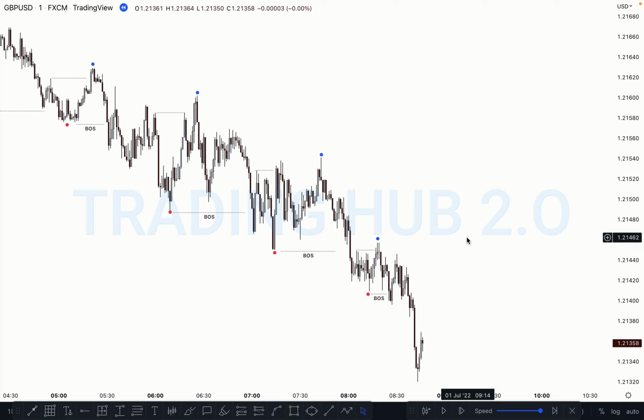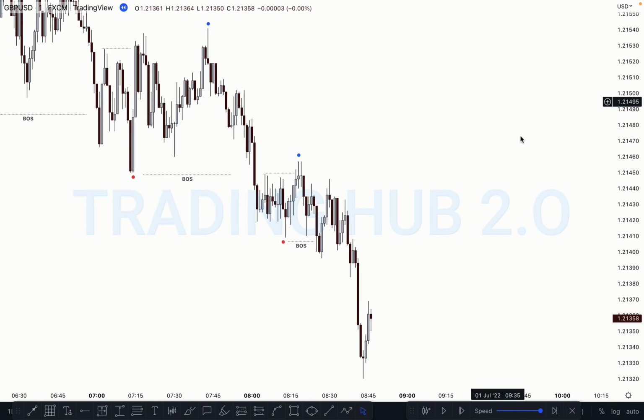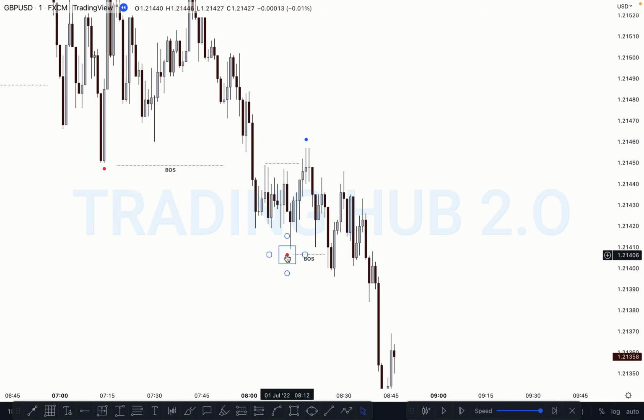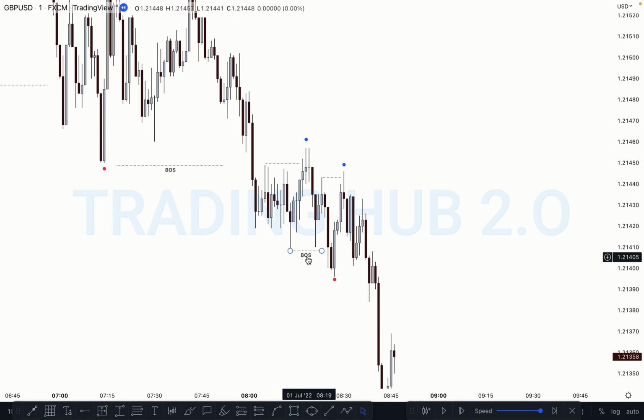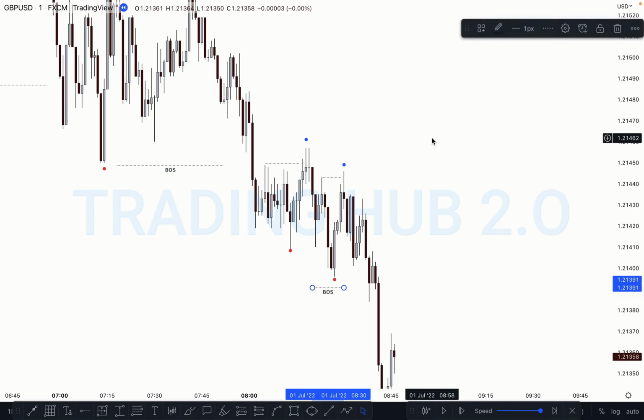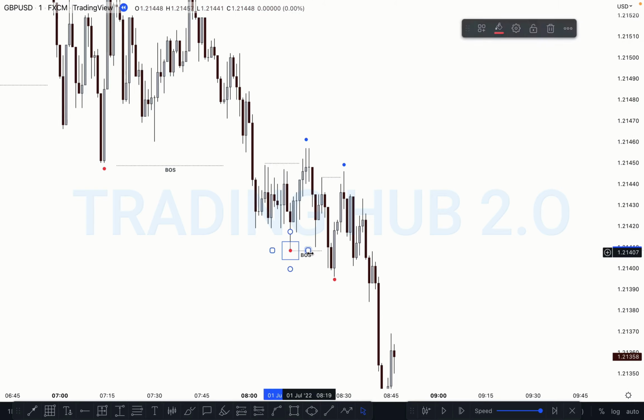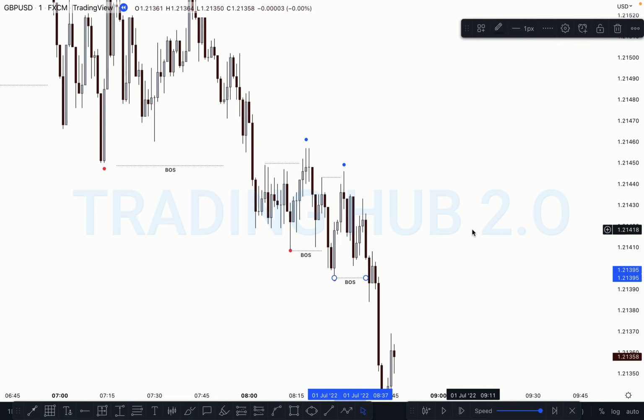Okay, and now as you can see here, after breaking this structure, there is one more minor structure. I'm showing you here. After taking this low, price closed below it, so this is a break of structure. The market again pushes higher, taking out the minor recent high. And this becomes our new lower low, and this becomes our new lower high, and again the market breaks the structure. So this is our break of structure.